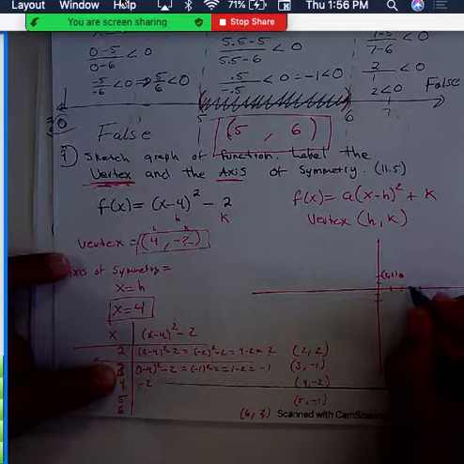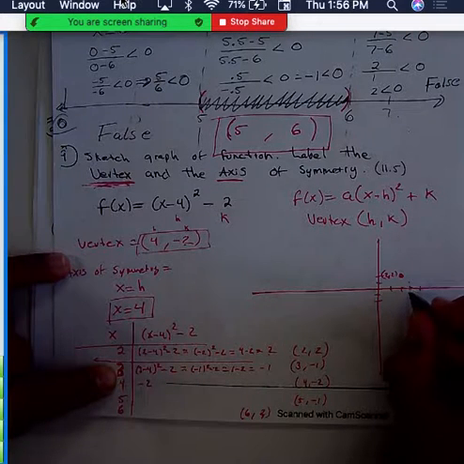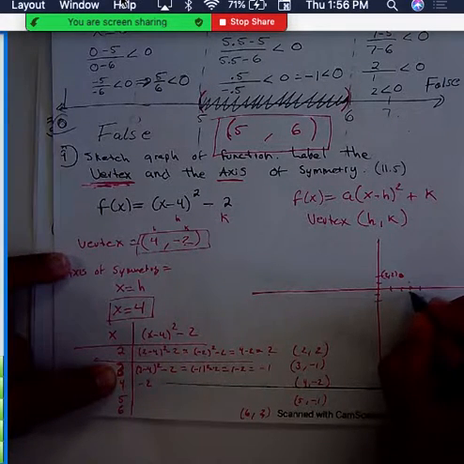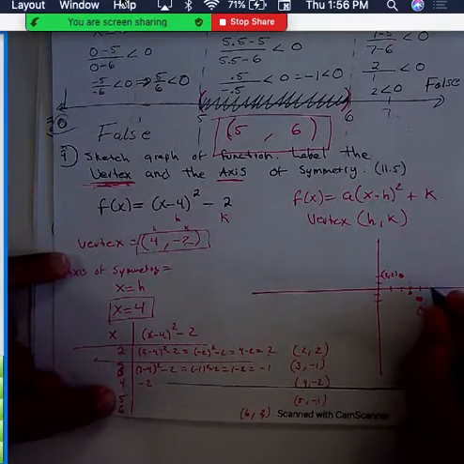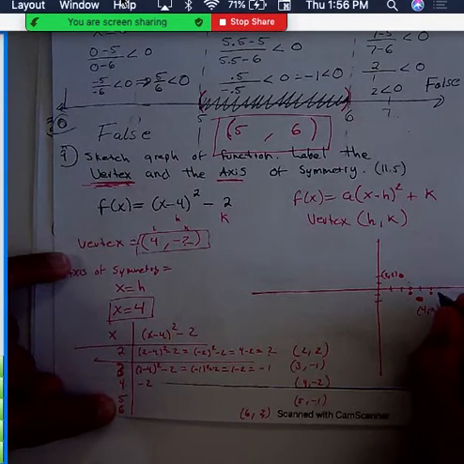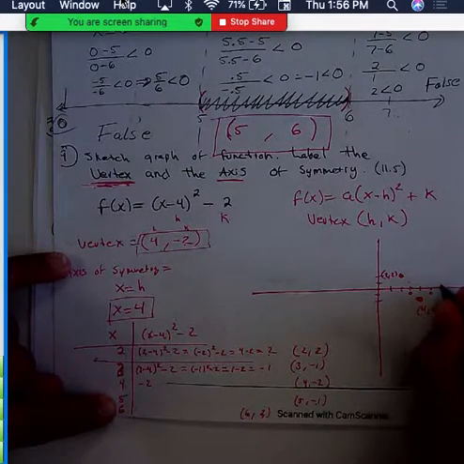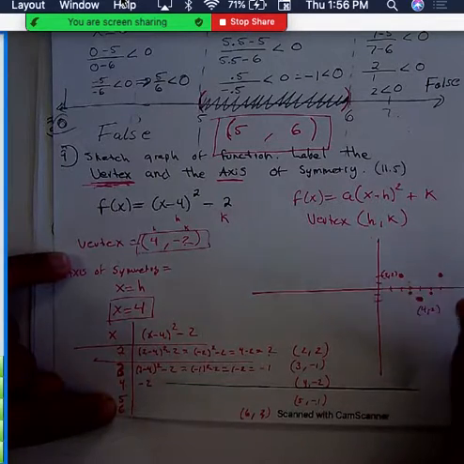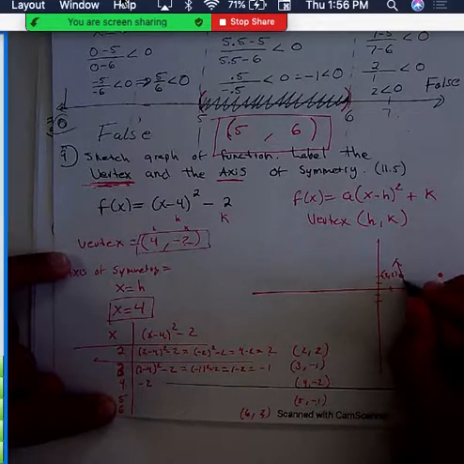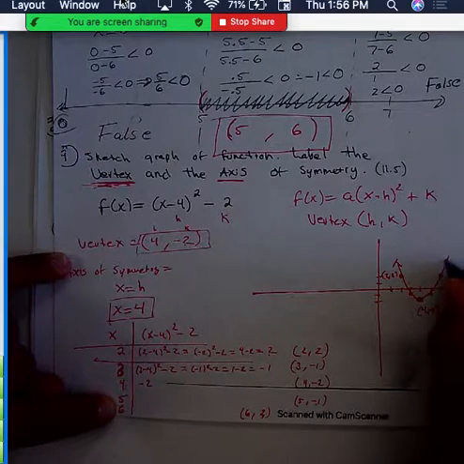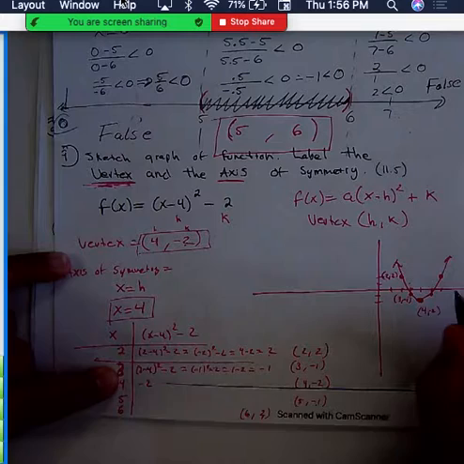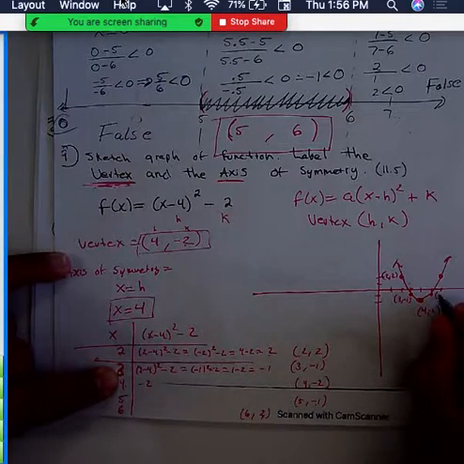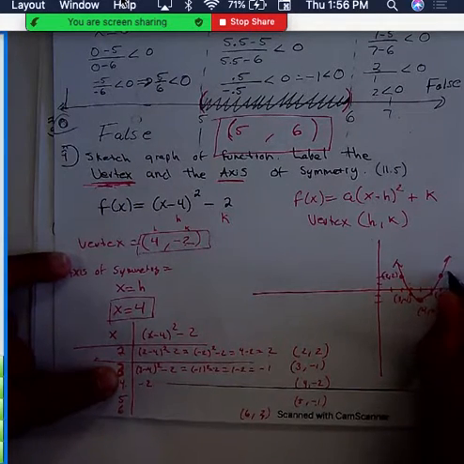That's why I thought that one was weird. Right here, negative 1, really close to the other point. And then 5, negative 1 here. And then 6, positive 2. So that would be the sketch. So this is 3, negative 1. This is 5, negative 1, and 6, 2.